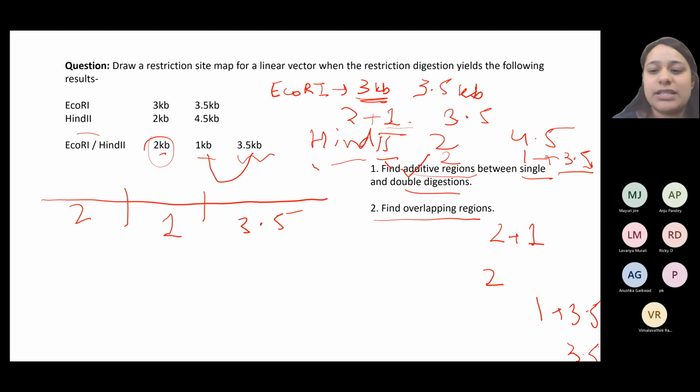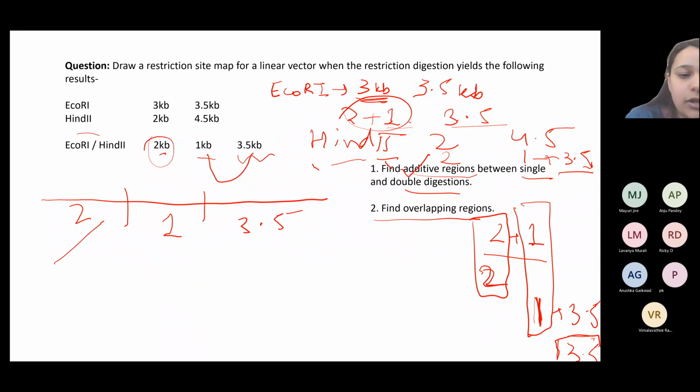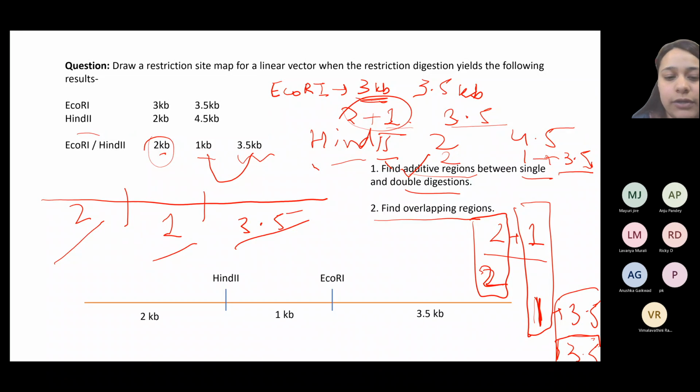You understood how I did this? I basically saw what is overlapping, right? There is 2 plus 1 kb fragment. Then there is 2, so I will put it below 2, right? Then there is 1 plus 3.5, I will put it below 1, right? 1 below 1 and then 3.5 separately. And there is one only 3.5 kb that I will put under 3.5. So this 2 kb will come on one end. This 1 will also overlap, and this 3.5 is also overlapping, right? So this is probably what we will basically get, right? I hope this particular one was also clear.